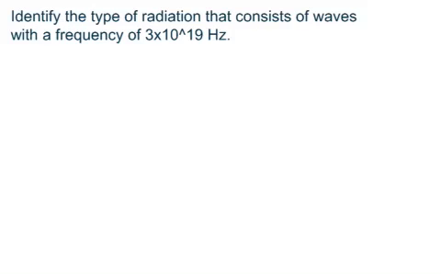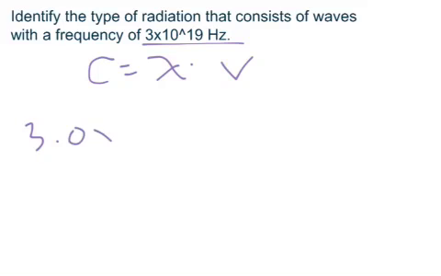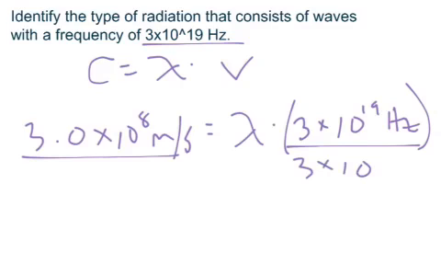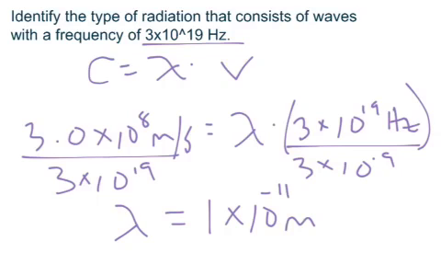If we want to identify the type of radiation that consists of waves with a frequency of 3 times 10 to the 19th, we're going to use the same equation as before. So speed of light, 3.0 times 10 to the 8th meters per second. Okay, the wavelength's what we don't know, and the frequency is 3 times 10 to the 19th hertz. Okay, so if we divide both sides by 3 times 10 to the 19th, then the wavelength is 1 times 10 to the negative 11 meters.